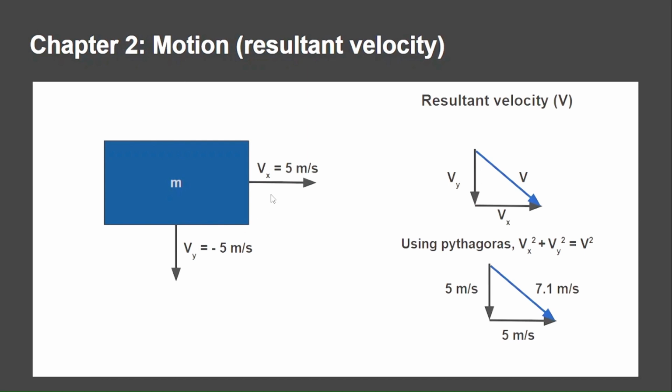You can see that both these vectors now have the same magnitude or value, so they both have a value of 5 meters per second. But you can see that Vy, which is acting downwards, has a value of minus 5 meters per second. I mean, clearly you can't have negative velocity, or rather negative speed. So what do I mean by that?